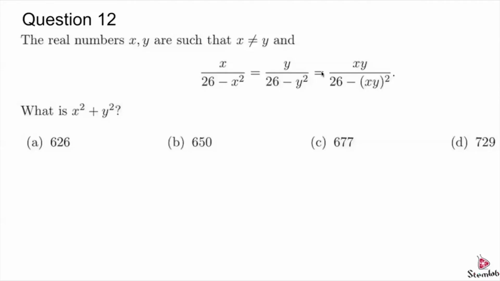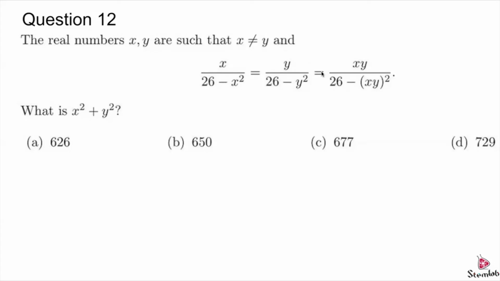Question 12. The real numbers x, y are such that x is not equal to y and satisfies the equality chain that we have shown right there. What is x squared plus y squared? Okay, so we're given x is not equal to y, so we have to keep that in mind as we manipulate this equality chain. So let's see what we can find, because there's nothing obviously that really jumps out here as x squared plus y squared.